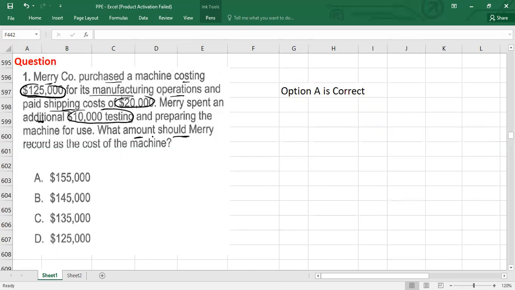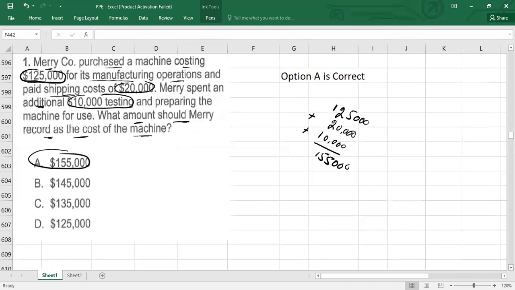What amount should Mary record as the cost of the machine? So it should include purchase price, which is 125,000, plus shipping cost, which is 20,000, plus testing cost, which is 10,000. The total is 155,000. So these costs should be capitalized. So it means answer A is the correct answer.